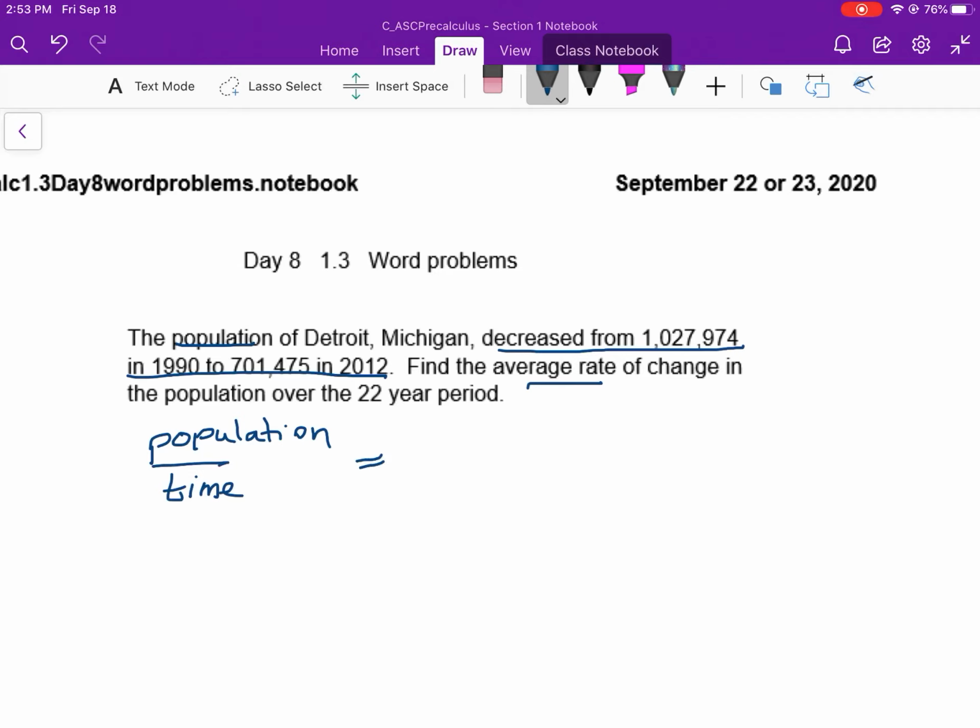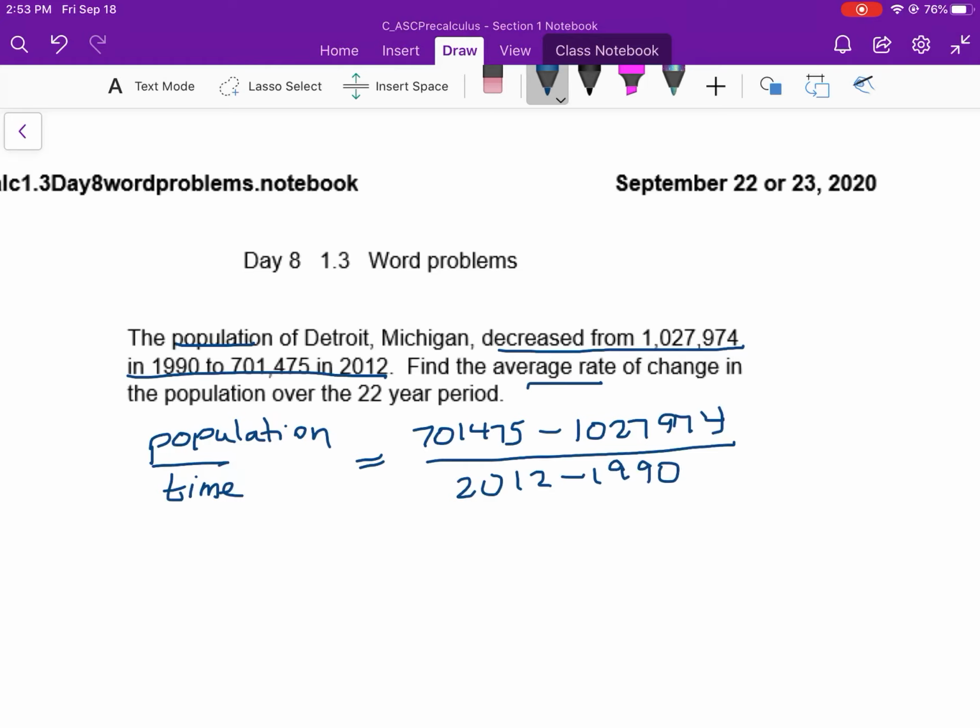So to make it negative, you would have to take the 701,475 minus the 1,027,974 divided by your years. Normally you would write 2012 minus 1990 for the bottom, but they already told us that was a 22-year period, right? So I don't have to do that math because they already told me.